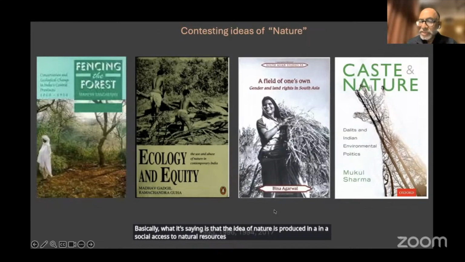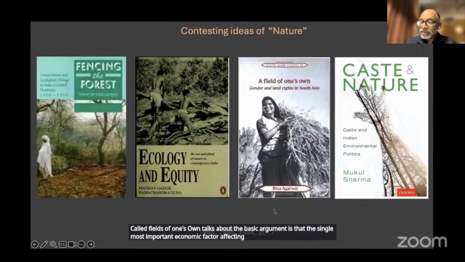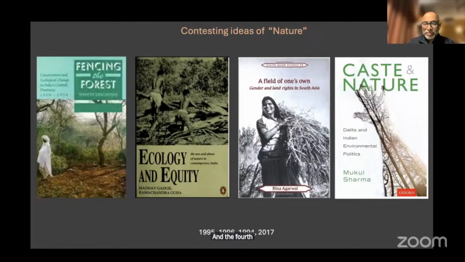The third book, which is again a path-breaking book by Professor Bina Agarwal, who's a feminist economist, called A Field of One's Own, talks about the basic argument that the single most important economic factor affecting women's situation is the gender gap in command over property. And since property means land, it's an empirical research, and it really changed many of the laws in India regarding property rights.